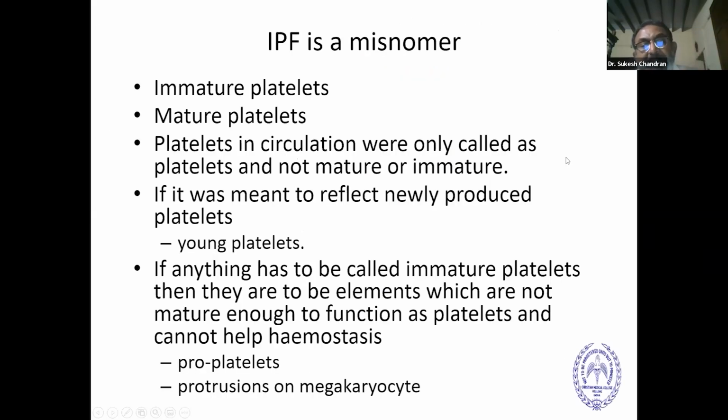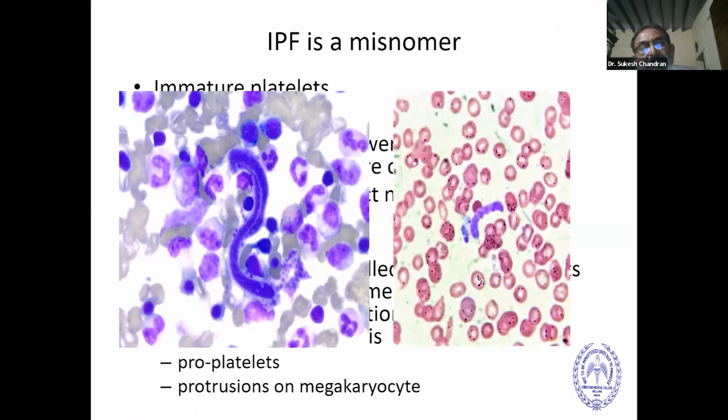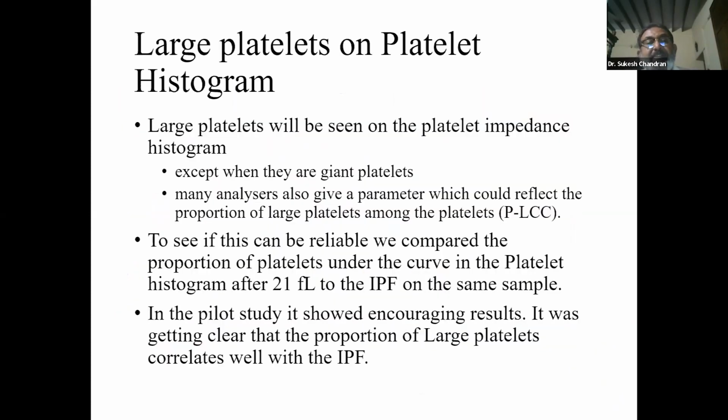So IPF is the best misnomer in the field of hematology. If you want to call something immature because it does not function or stop bleeding, those are proplatelets, as you can see here. Proplatelets are produced and go into various organs, especially the lungs, and the regular platelets are released from the lungs. So for example, if you yawn or cough, you start producing platelets from the proplatelets.